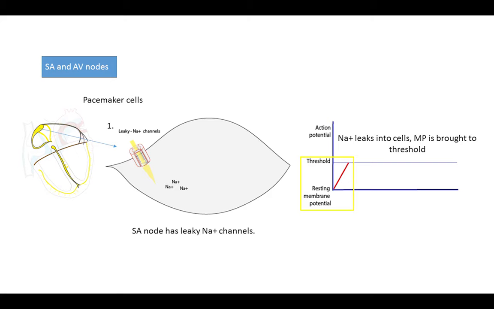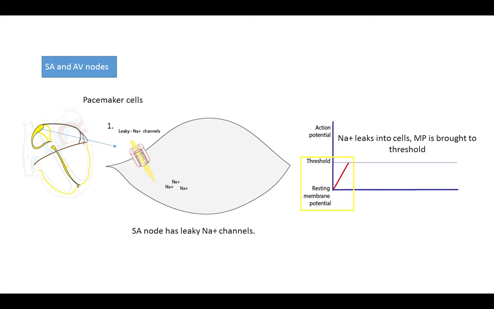The AV node undergoes spontaneous depolarization, but in a normal heart, it takes its cue from the SA node and transmits that electrical impulse at a medium velocity onto the bundle branches. If the AV node does not receive a stimulus from the SA node, it will pace at a lower rate of spontaneous depolarization than the SA node.